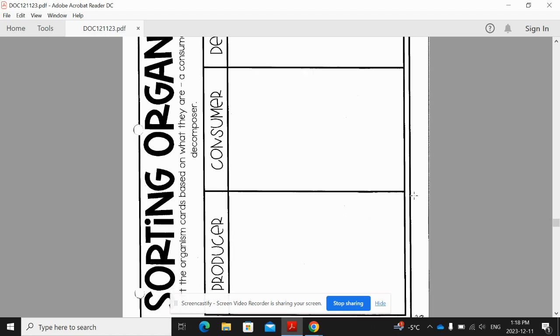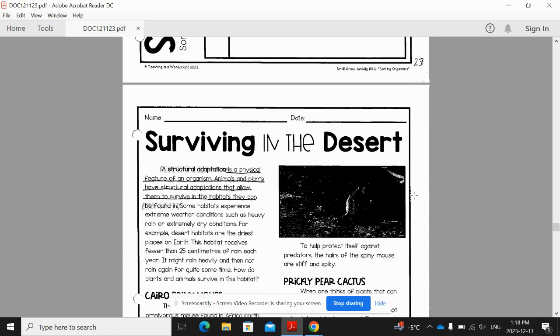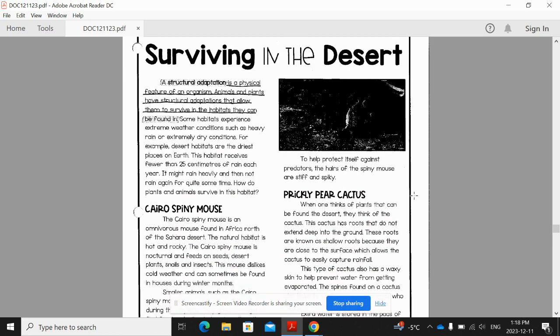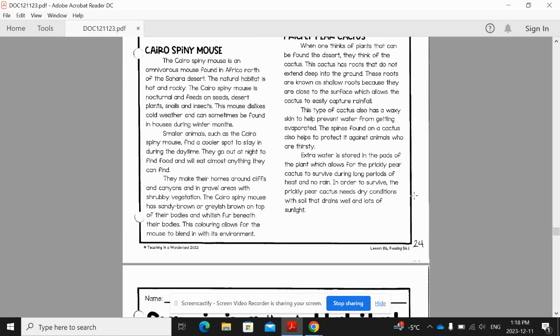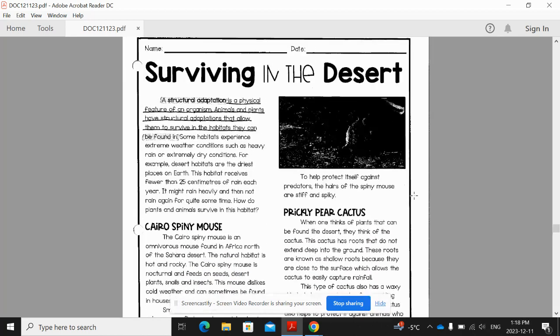So here you're going to have a sorting activity. And now we have surviving in the desert. This is page 24. A structural adaptation is a physical feature of an organism. Animals and plants have structural adaptations that allow them to survive in the habitats they can be found in.